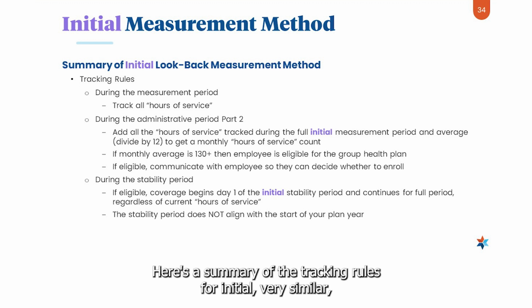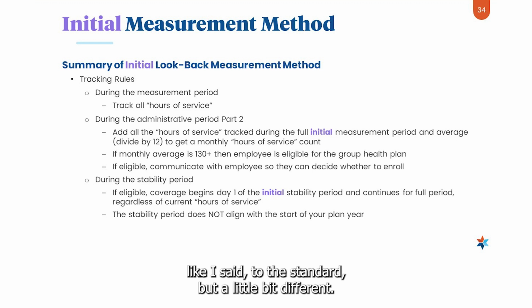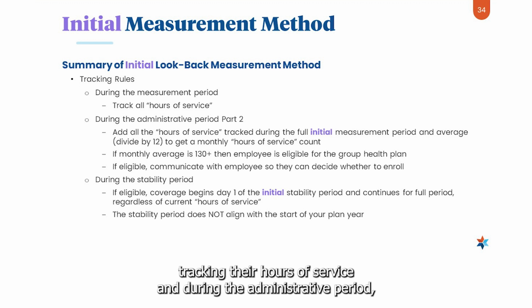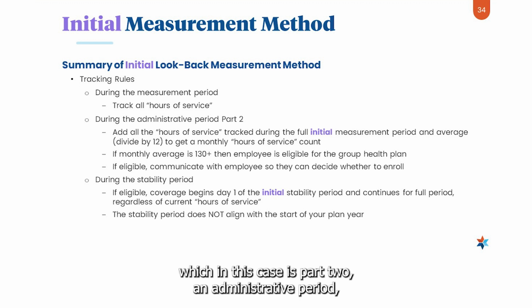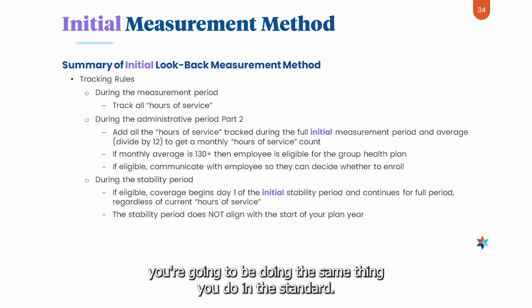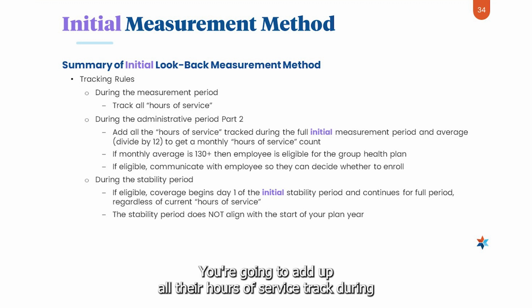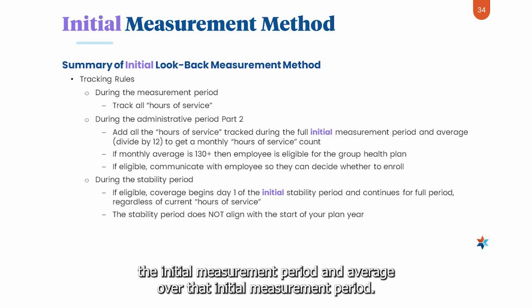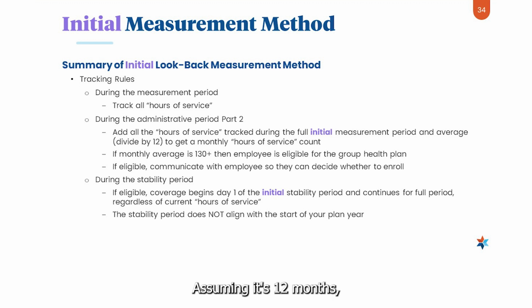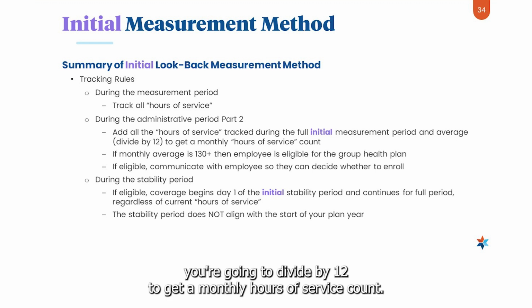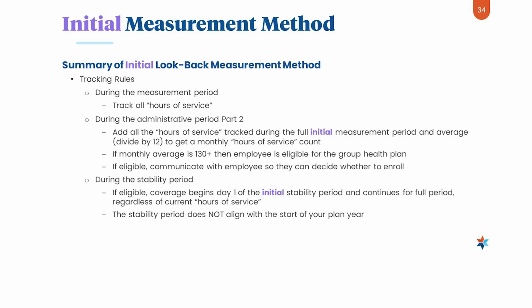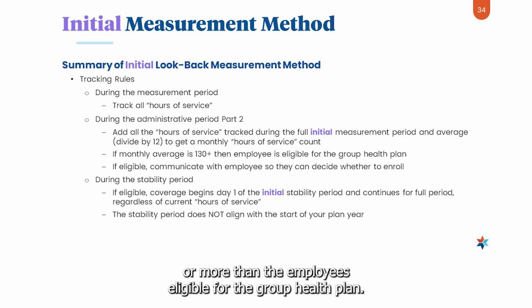Here's a summary of the tracking rules for initial. Very similar, like I said, to the standard, but a little bit different. But the overall skeleton of this is the same. You're going to be tracking their hours of service, and during the administrative period, which in this case is part 2 administrative period, you're going to be doing the same thing you do in the standard. You're going to add up all their hours of service, track during the initial measurement period, and average over that initial measurement period. Assuming it's 12 months, you're going to divide by 12 to get a monthly hours of service count. If monthly average hours is 130 hours or more, then the employee is eligible for the group health plan.